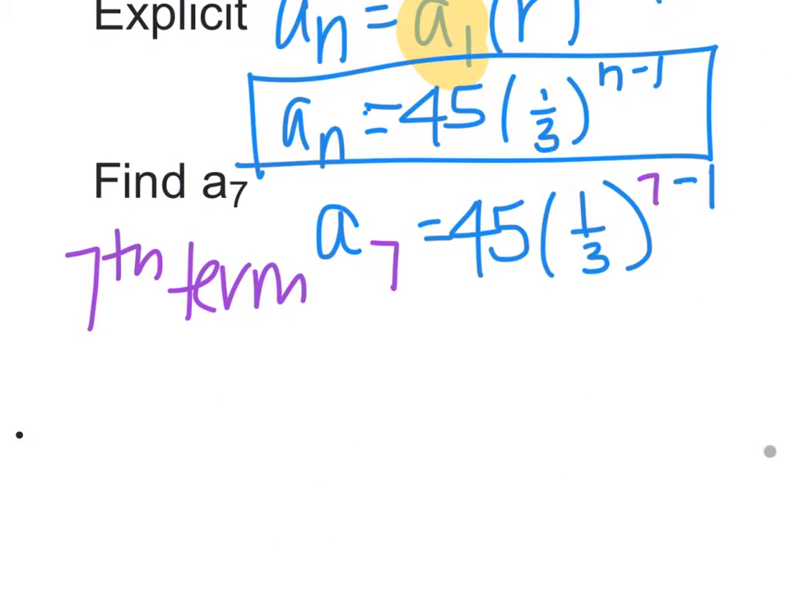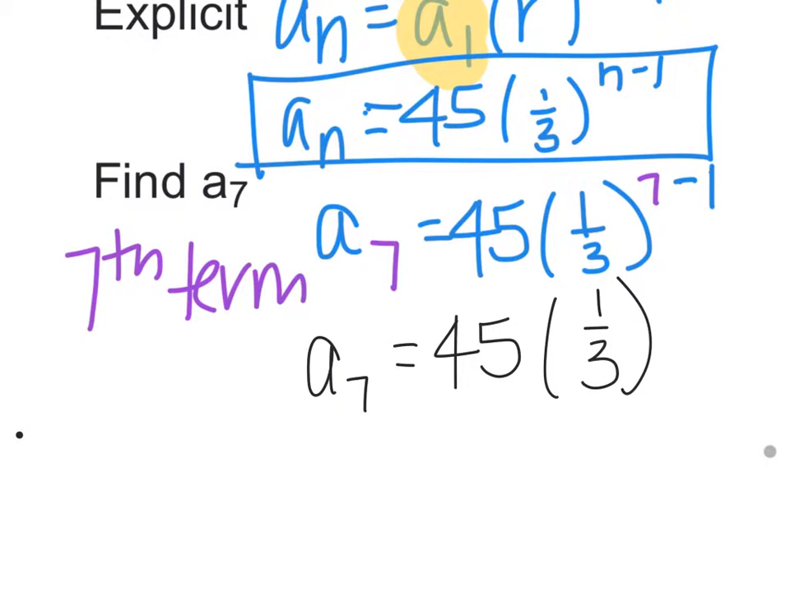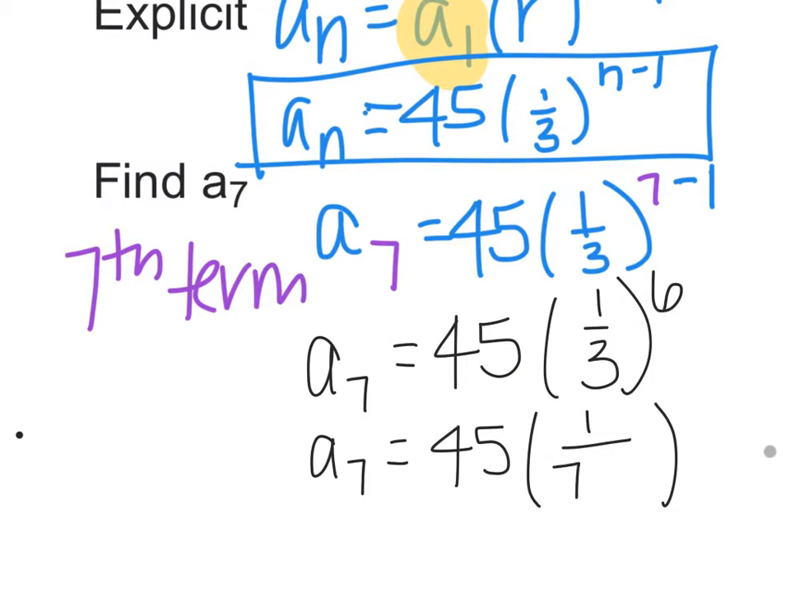So you have a couple options at this point. You could put the entire formula in the calculator all at once, or you can do it in pieces. So if I were to do it in pieces, I would have a sub 7 equals 45 times 1/3 instead of 7 minus 1. I would do to the 6th power. And then my next step would be a sub 7 equals 45, and I would figure out what 1/3 to the 6th power is, which is actually 1 over 729.